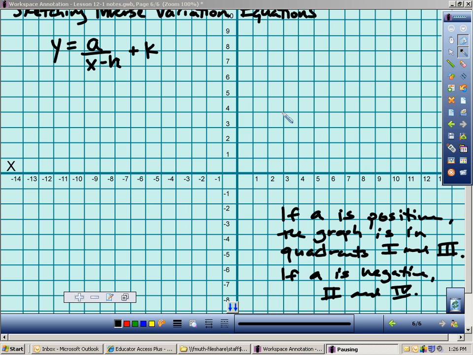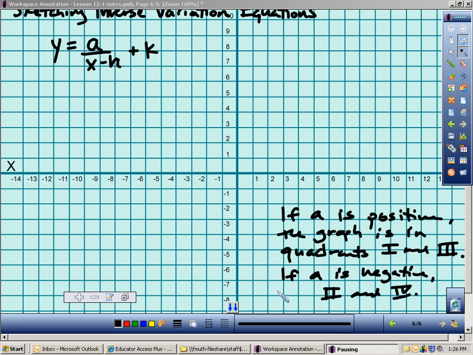So the value of a, you can still think of it as opening up or down. If a is positive, the graph will be up here in quadrant 1, but it'll also be here in 3, so it's opening up in 1. And if a is negative, it's opening down here in quadrant 4, but it'll also be in quadrant 2.